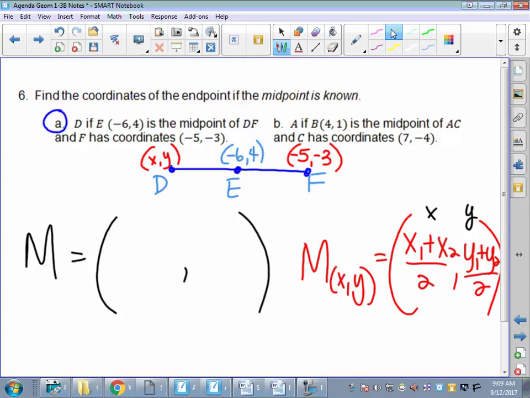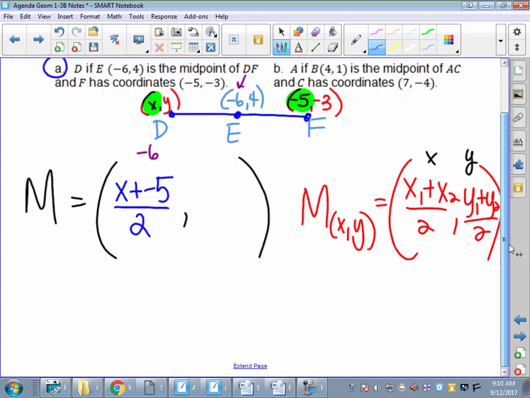Well, in this case, my endpoint x's are x and -5. So when I put that into my formula, the only thing I can do is add up what I know and divide by 2. However, I could write a number up above there like I wrote x the last time, because we know the midpoint value of x. It's -6. So if I do that, how can I solve to figure out what x is? If I do x plus -5 over 2 equals -6, do you see an equation coming on here?